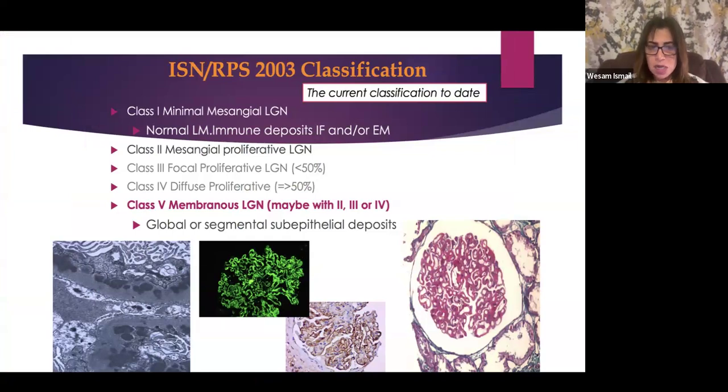Class 5 membranous is simply a membranous GN. It looks like a membranous GN under light microscopy, immunofluorescence, and electron microscopy. It looks exactly like a regular membranous GN. So again, there is no way that we would know that this is lupus related, except if we have the serology, which tells us that this is lupus.